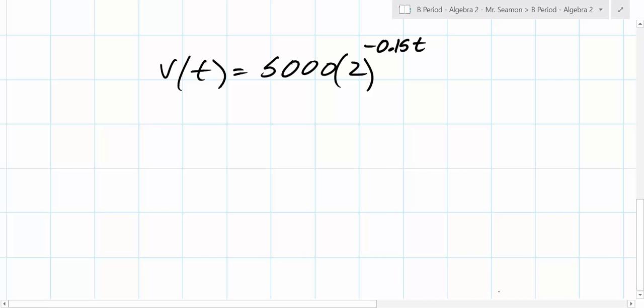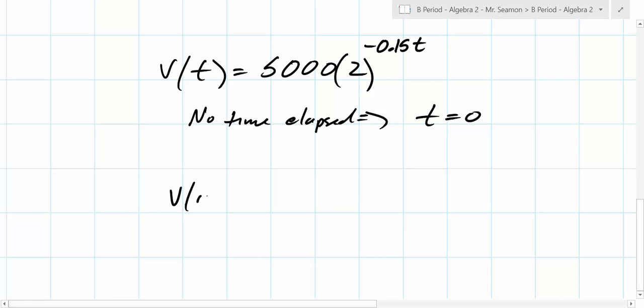Deb, you had another? T. What do you plug in for t? The original value would be right at the beginning of time. What's the start of time? 0. I think it says where t is the number of years that have elapsed. So 1 would be 1 year has elapsed. So if no time has elapsed, what does t equal? 0. No time elapsed is time equals 0. So you're looking at v of 0.